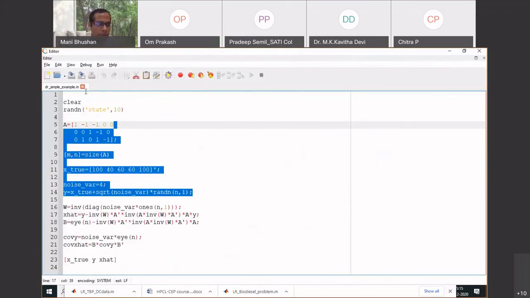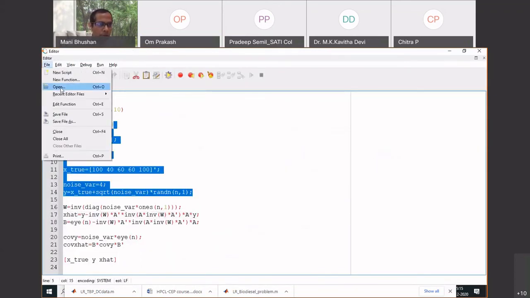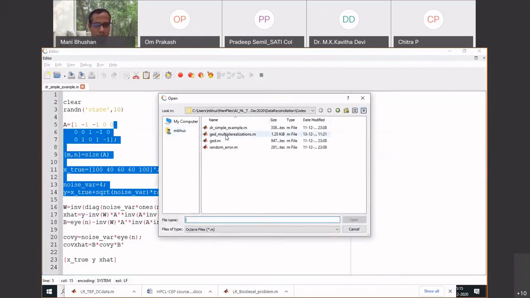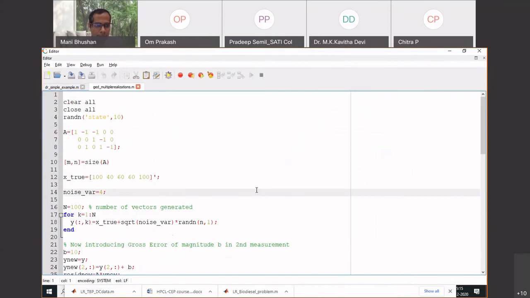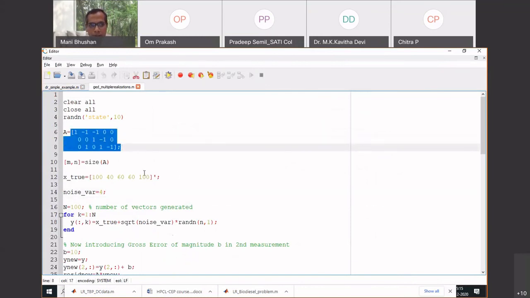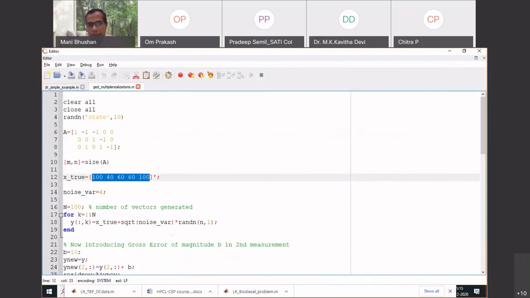Okay, let me open the other one. In fact, let me do this gross error detection, multi-parameter analysis. It's the same A matrix which I had shown you in the morning. True flow rates are 140, 60, 60, 100. Noise variance. You generate the measurements by adding random noise, which is Gaussian distributed. This n gives you Gaussian distributed random numbers.